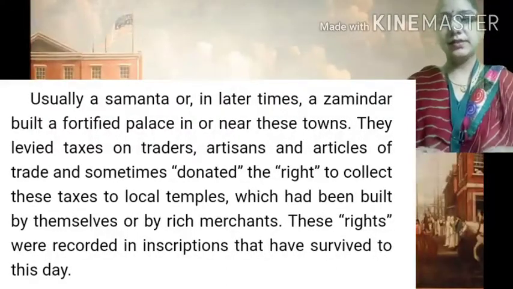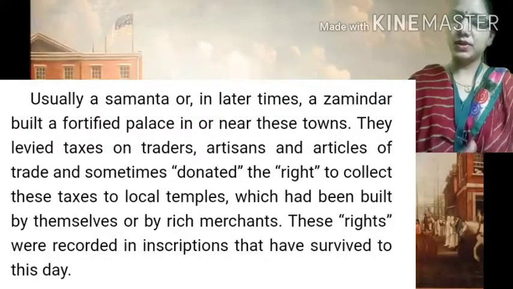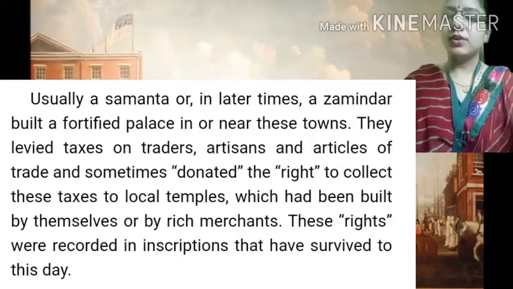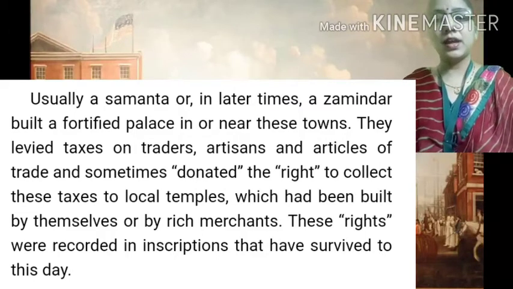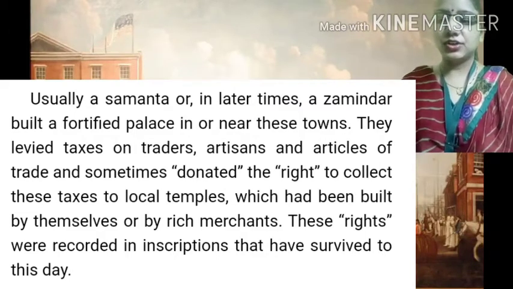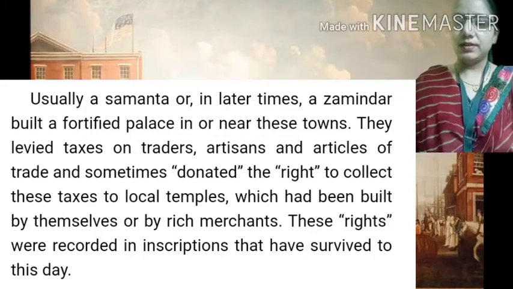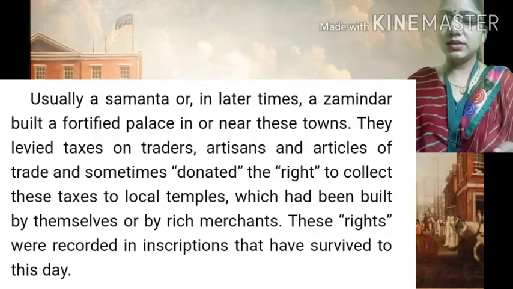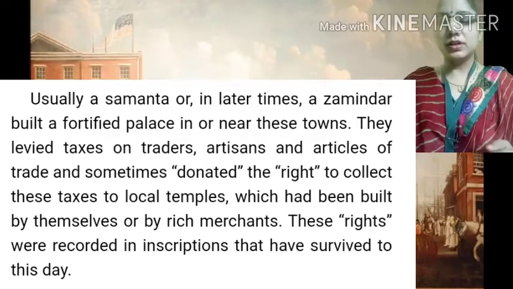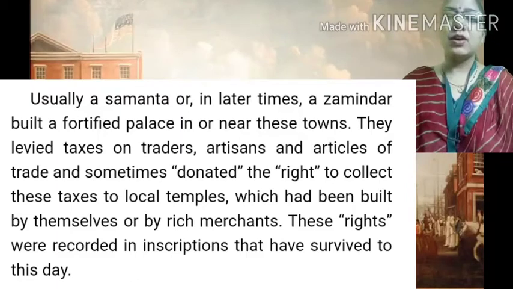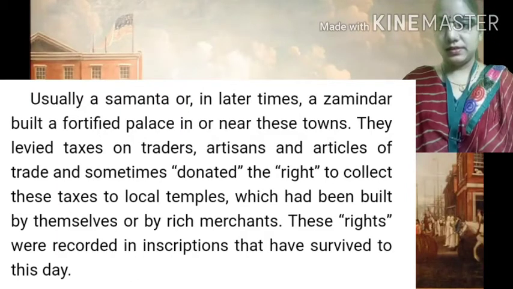The zamindars and the samants built a fortified place in or near those towns for better settlement and for tax collection, and even to provide a few rights to the merchants for their welfare. They also collected tax through the small temples, as they had seen in the big temple towns and the capitals of the big states.